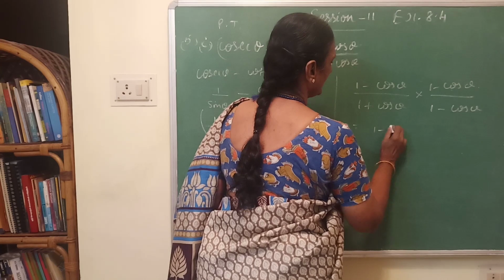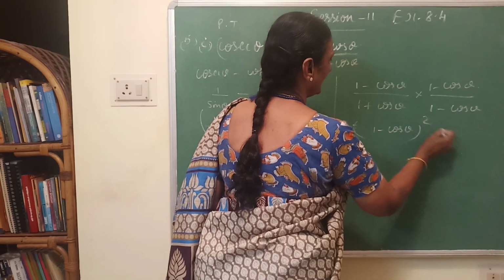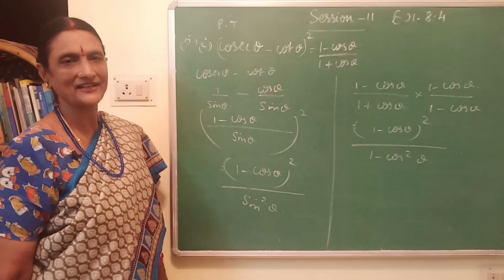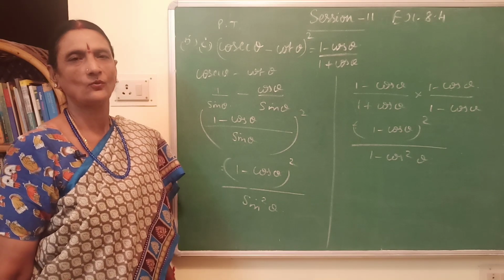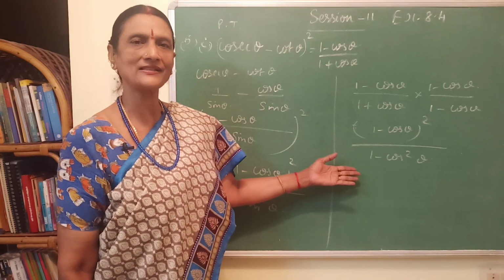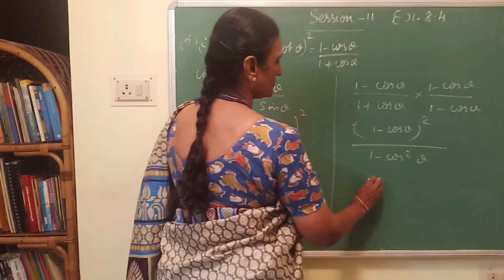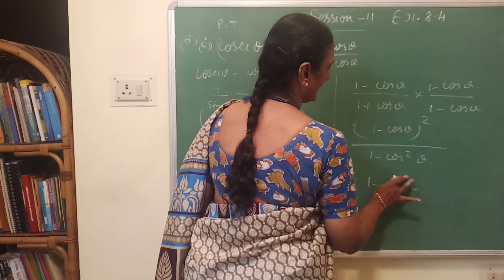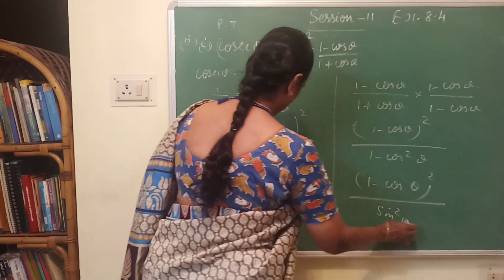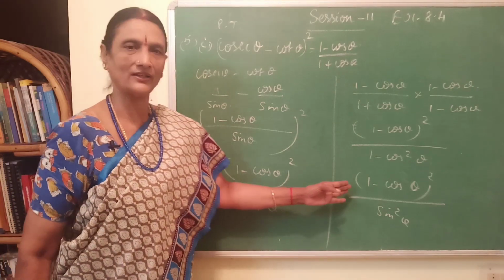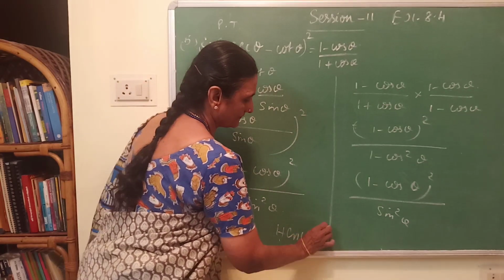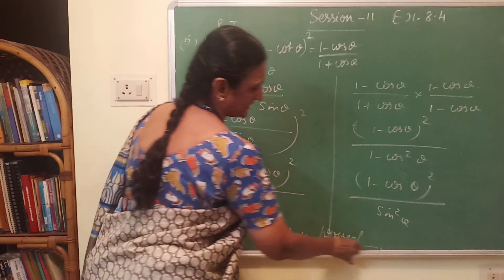So what do we get? We get (1 minus cos theta) the whole square divided by 1 minus cos square theta. Yesterday I told you that sin square theta plus cos square theta equal to 1 can be used for getting the sin square value as 1 minus cos square theta. So if you do so, you will get (1 minus cos theta) the whole square divided by sin square theta. Now the LHS is equal to the RHS. Therefore, we are proving the result in this manner. So write hence proved. That's how the sum ends.